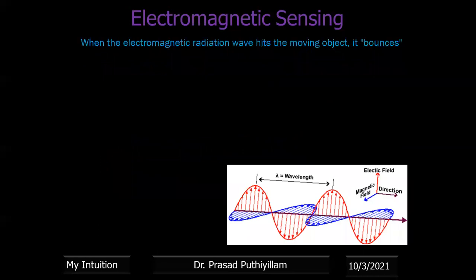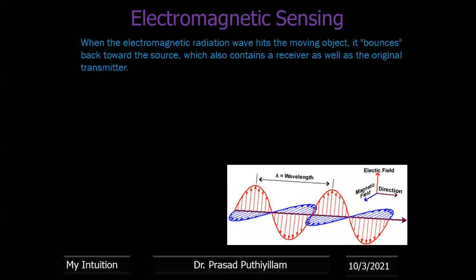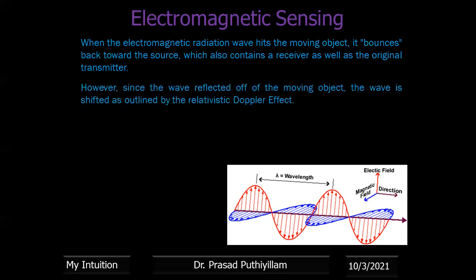Now, electromagnetic waves, we know, have both an electric field as well as a magnetic field. When this radiation hits a moving object, the radiation will bounce back to the source, which is to say it comes back to the receiver, and the receiver will analyze how much electromagnetic wave is coming back from the object. Based on that, measurement is done.